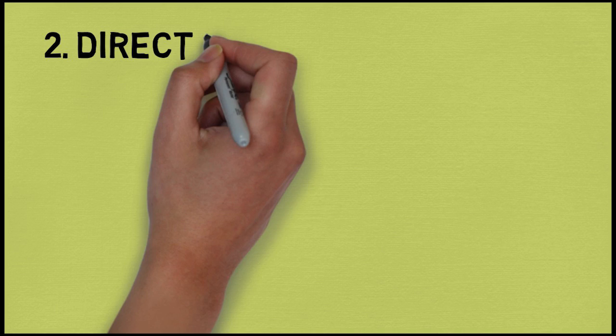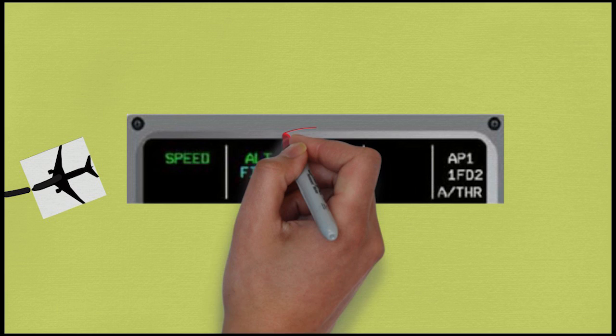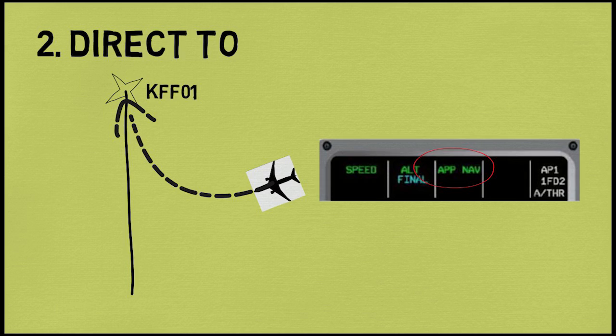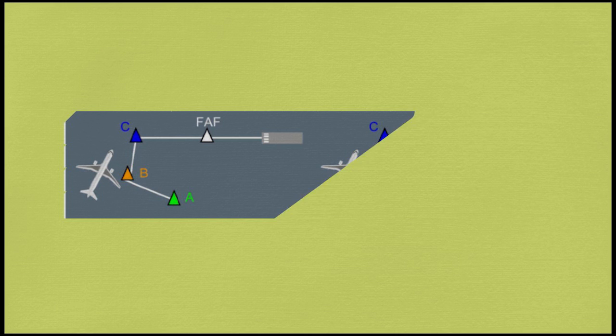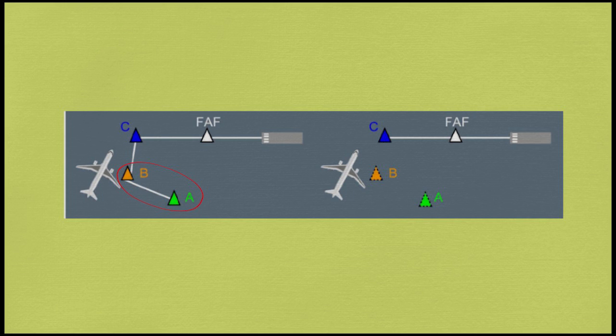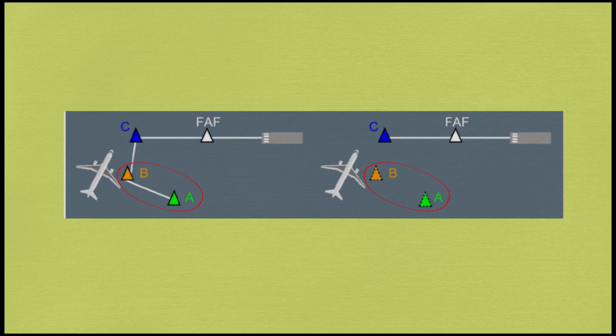The other way is to insert the final approach point into direct to in the MCDU. In this case, the aircraft will make a gradual turn towards that point. Now keep in mind that this curve may not look exactly the same as the radar vector angle. Remember, if you don't clear the MCDU of unused points, guidance and predictions may not be correct. So, keep your box clean.